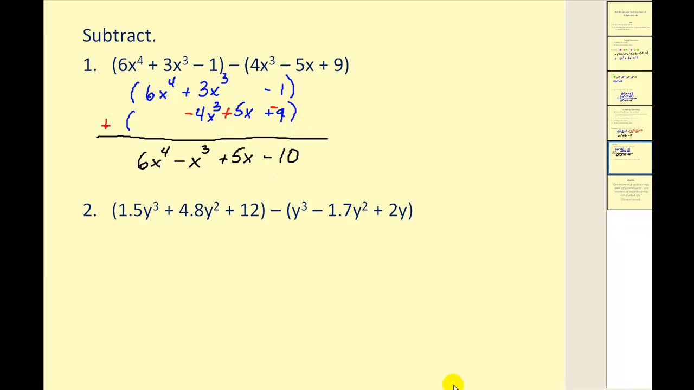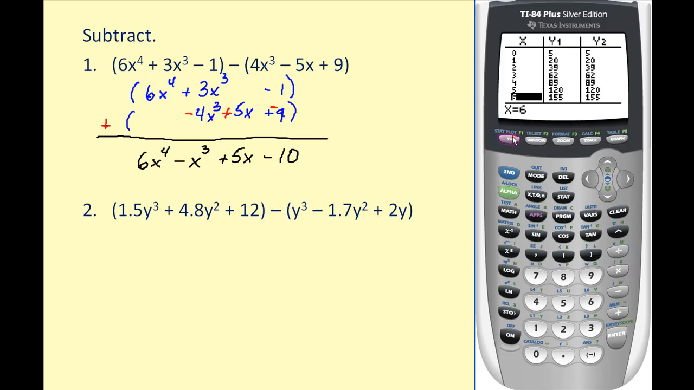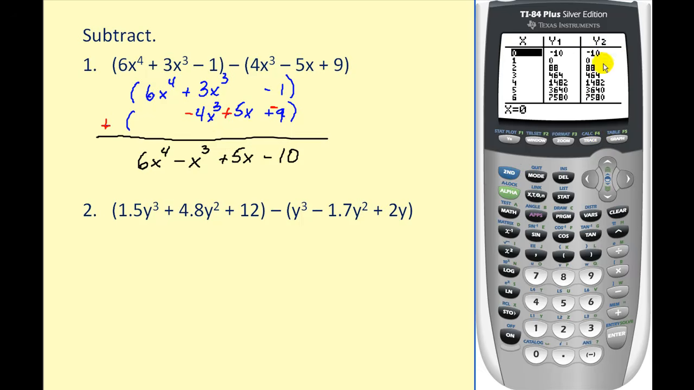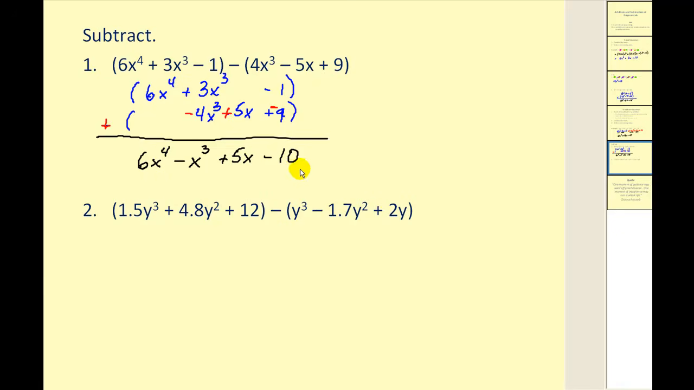This one was kind of involved, so let's go ahead and go back and check it on our graphing calculator. It does take a little bit of time to type these in, but it is worth verifying we've done it correctly. Okay, so to save some time I've already typed everything in. Let's go to our table, second graph, and make sure that y1 and y2 are the same, and we can see that they are. Let's go ahead and try one more.